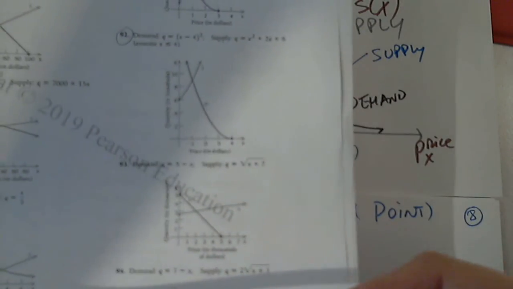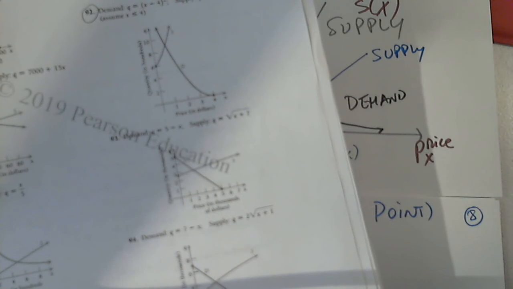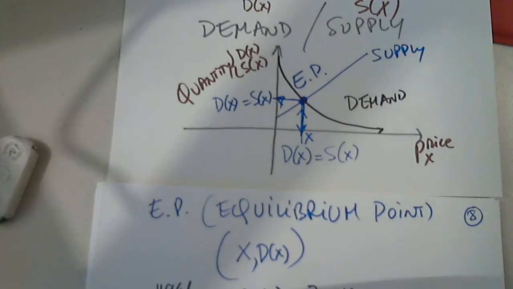And the graphs are here. We don't have to graph them. It says the price, so we have to look at the measurement unit, is in thousands of dollars. So we have to keep that in mind. And the quantity in thousands. Thousands of dollars and thousands. Okay, perfect.